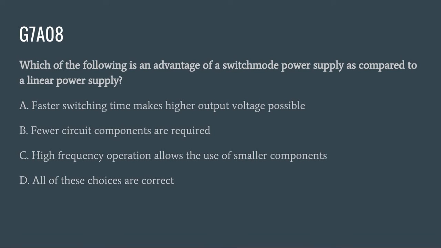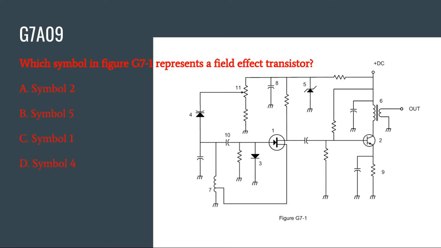G7A08. Which of the following is an advantage of a switch mode power supply as compared to a linear power supply? A. Faster switching time makes higher output voltages possible. B. Fewer circuit components are required. C. High frequency operation allows the use of smaller components. Or D. All of these choices are correct. Correct answer C. High frequency operation allows the use of smaller components.